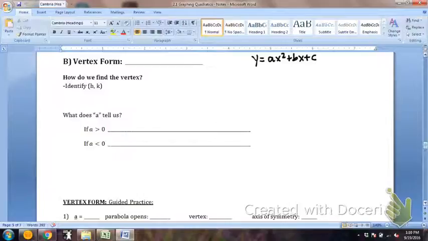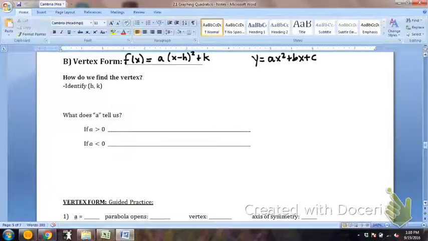All right, but vertex form goes like this. f of x equals a times x minus h squared plus k.